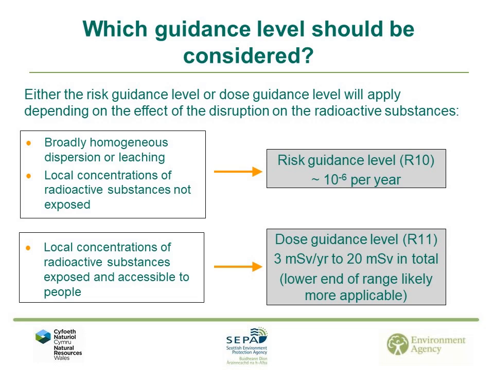In the SWESC, operators should carry out illustrative dose assessments for people encountering local concentrations of radioactive substances or articles and compare the results with the dose guidance level range of 3 millisievert per year to 20 millisievert in total. However, we consider values towards the lower end of this range are likely to be more applicable because where natural disruptive processes uncover local concentrations of radioactive substances or articles, most exposure scenarios are likely to be prolonged exposures.